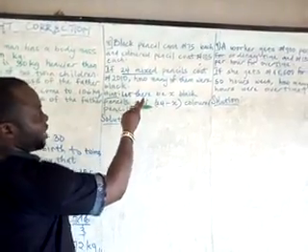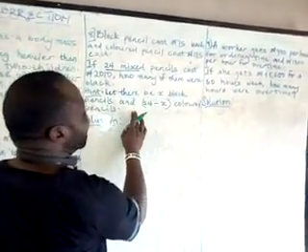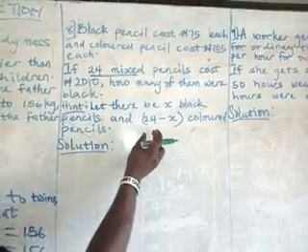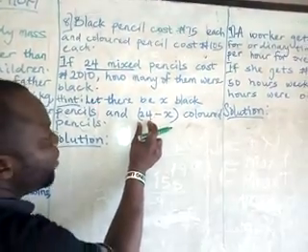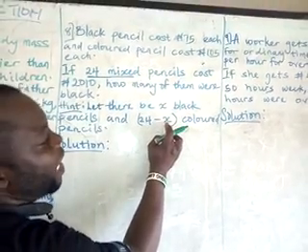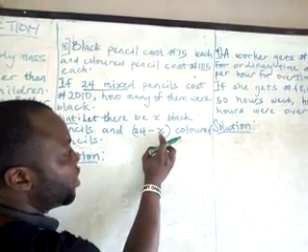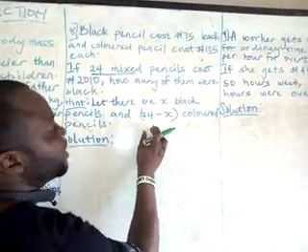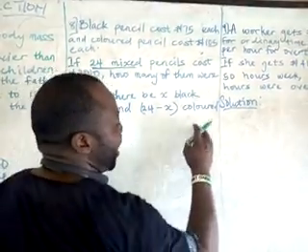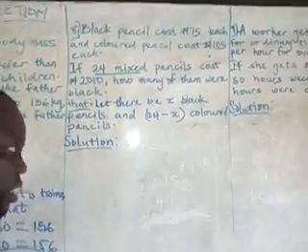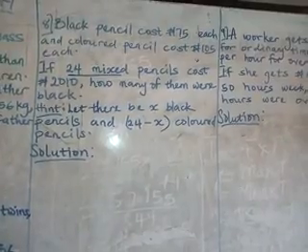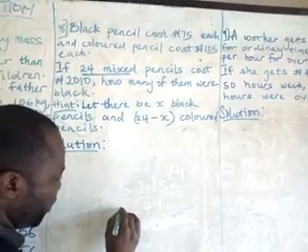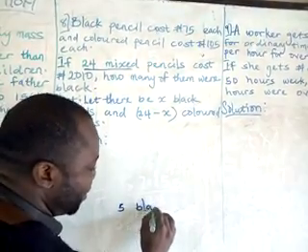So here you have been told, let there be X black pencils and 24 minus X, which means out of the 24 mixed pencils, X are black. So in order to get the number of colored, it will be 24, which is the mixed, minus black. That will give us the colored pencils.